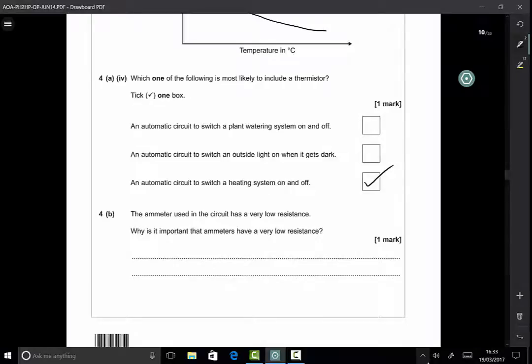The ammeter used in the circuit has a very low resistance. Why is it important that ammeters have very low resistance? That is because we want the current to stay at the same level. If it has a high resistance, it's going to affect the current. So it doesn't affect the current. Because what's the point if you change the current and then your reading will be wrong?